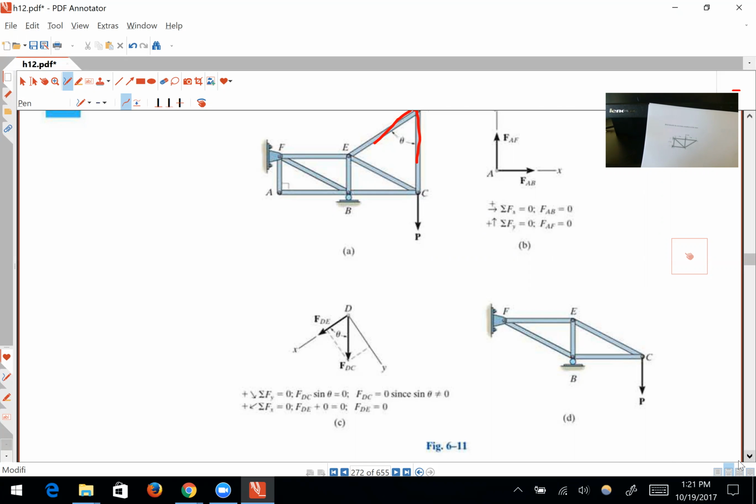See what they're saying? The sum of the FYs equals 0. The only FY component is FDC sine of theta, right? FDC sine of theta is the Y component of that FDC force, right? Mm-hmm. And that has to equal 0 because that's the only force in the Y direction. So it must be 0. So again, this one, you see DCB.